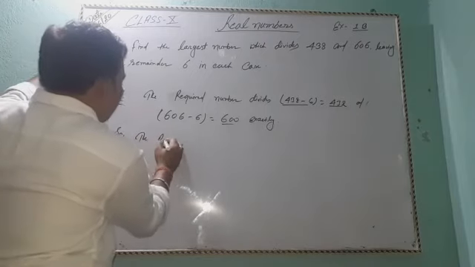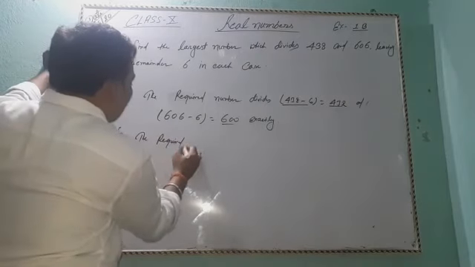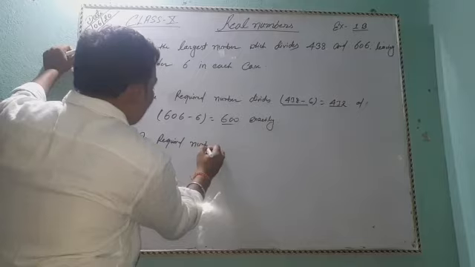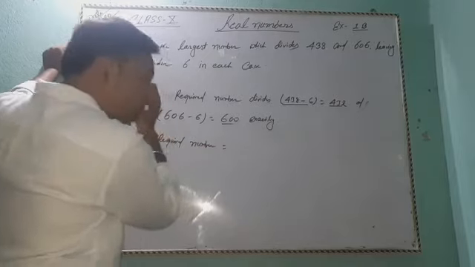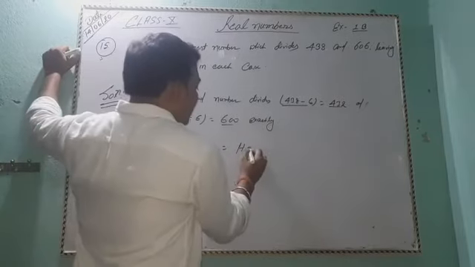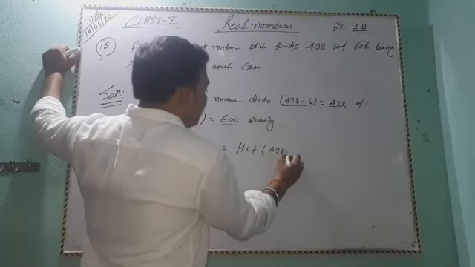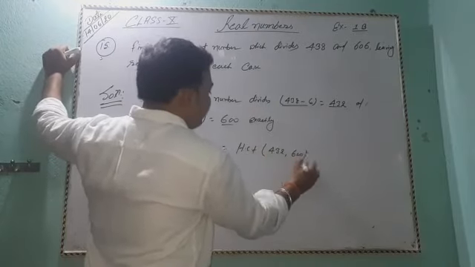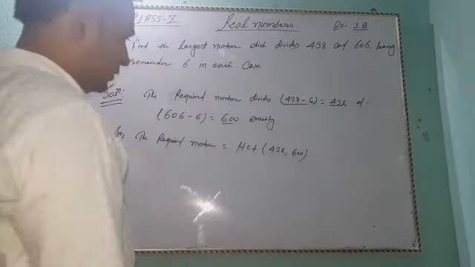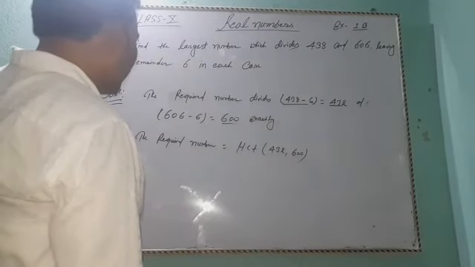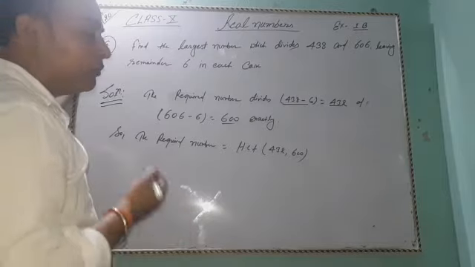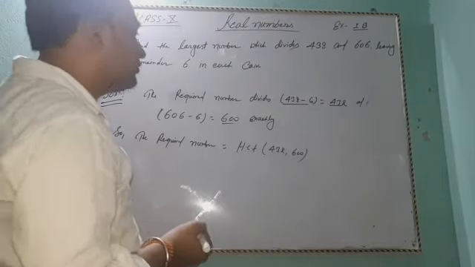So the required number is equal to the HCF of 432 and 600. Okay, so we find the HCF of 432 and 600.